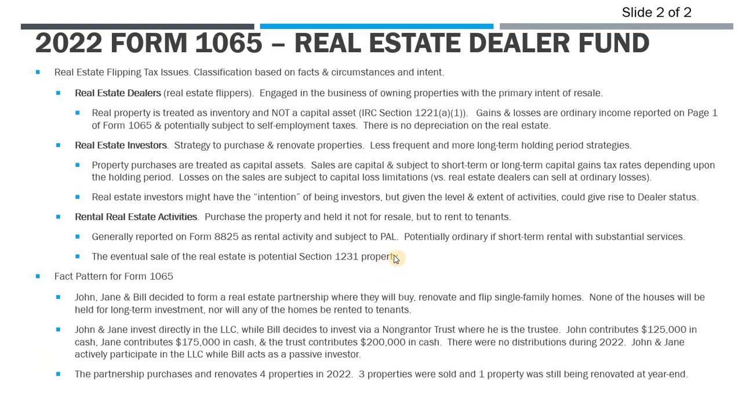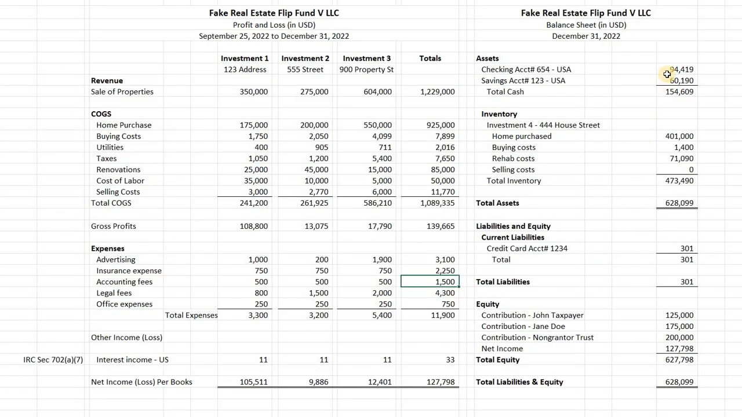All right, so let's have a look at the financial statements for the company. So the balance sheet here on the right-hand side, relatively straightforward, right? They've got checking account and savings account, so this is the cash balance at the end of the year. Now in the inventory section, right, this is where you would track the purchase of the house and all those related costs, those inventoriable costs such as buying costs, renovation costs, cost of selling the property. All of that is inventoried, right? So all of that is part of your cost of goods sold when you sell the properties, and then what's reported on the tax return.